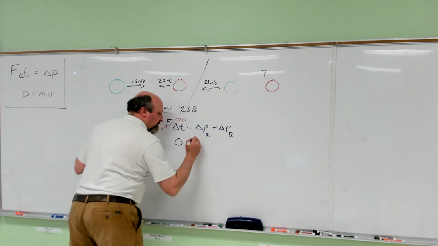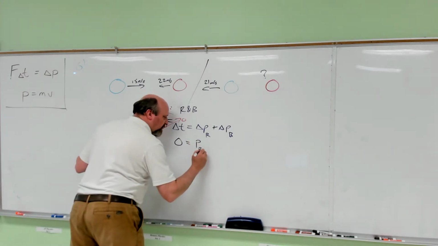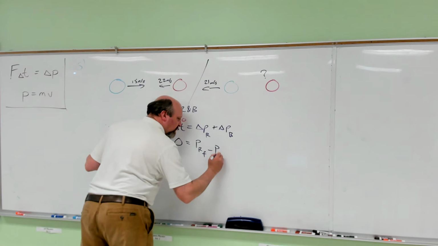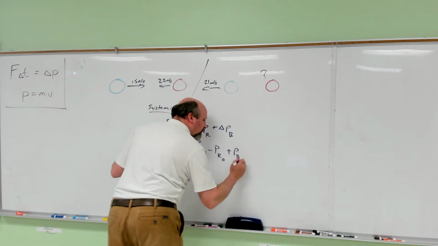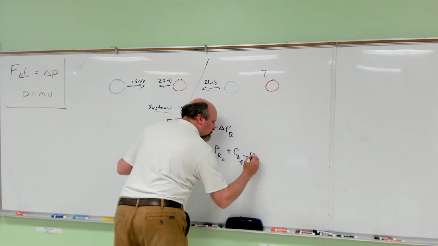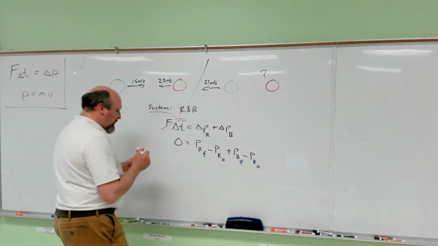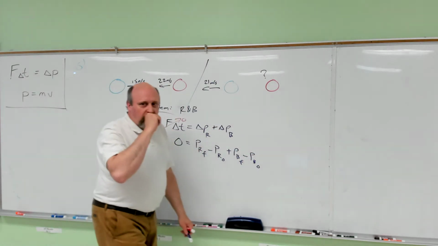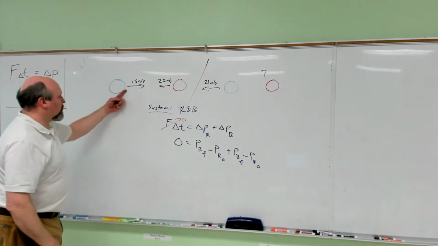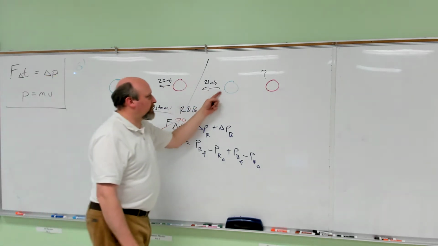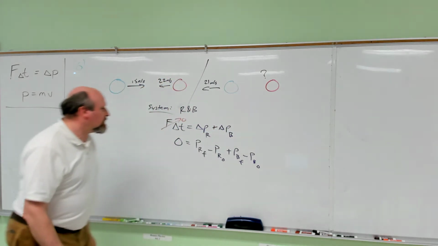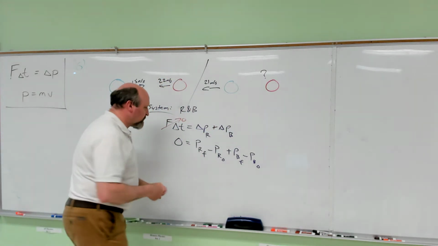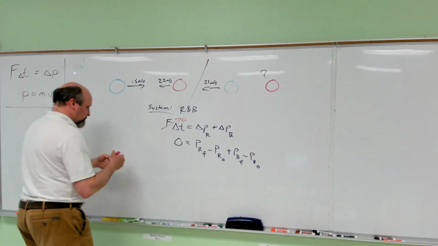So we're going to have the momentum of the red ball at the end minus the momentum of the red ball at the start, plus the momentum of the blue ball at the end minus the momentum of the blue ball at the start. Are any of these terms going to be zero? Nope, not sure. We're going to have to solve to find out. We'll assume it's there. So none of these terms drop.